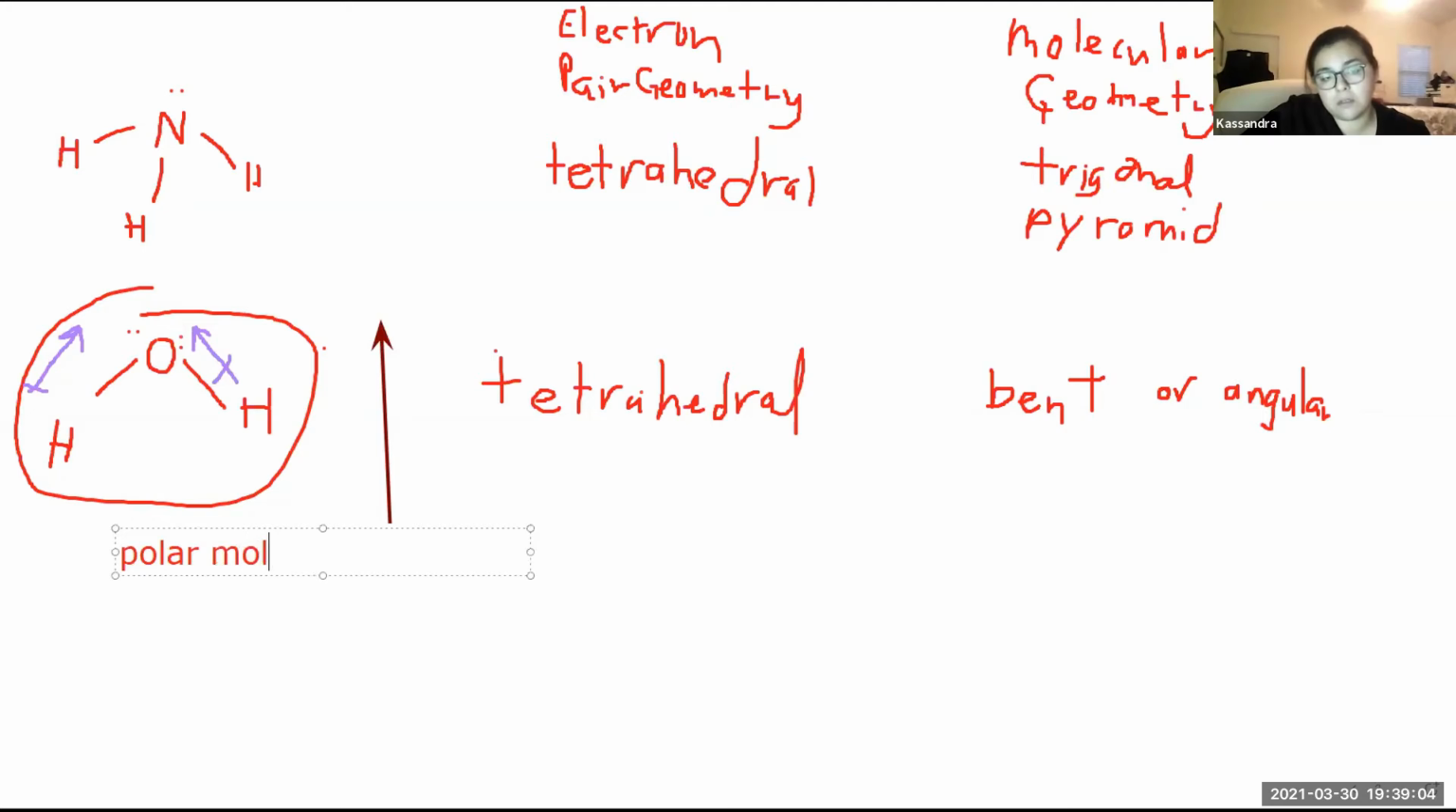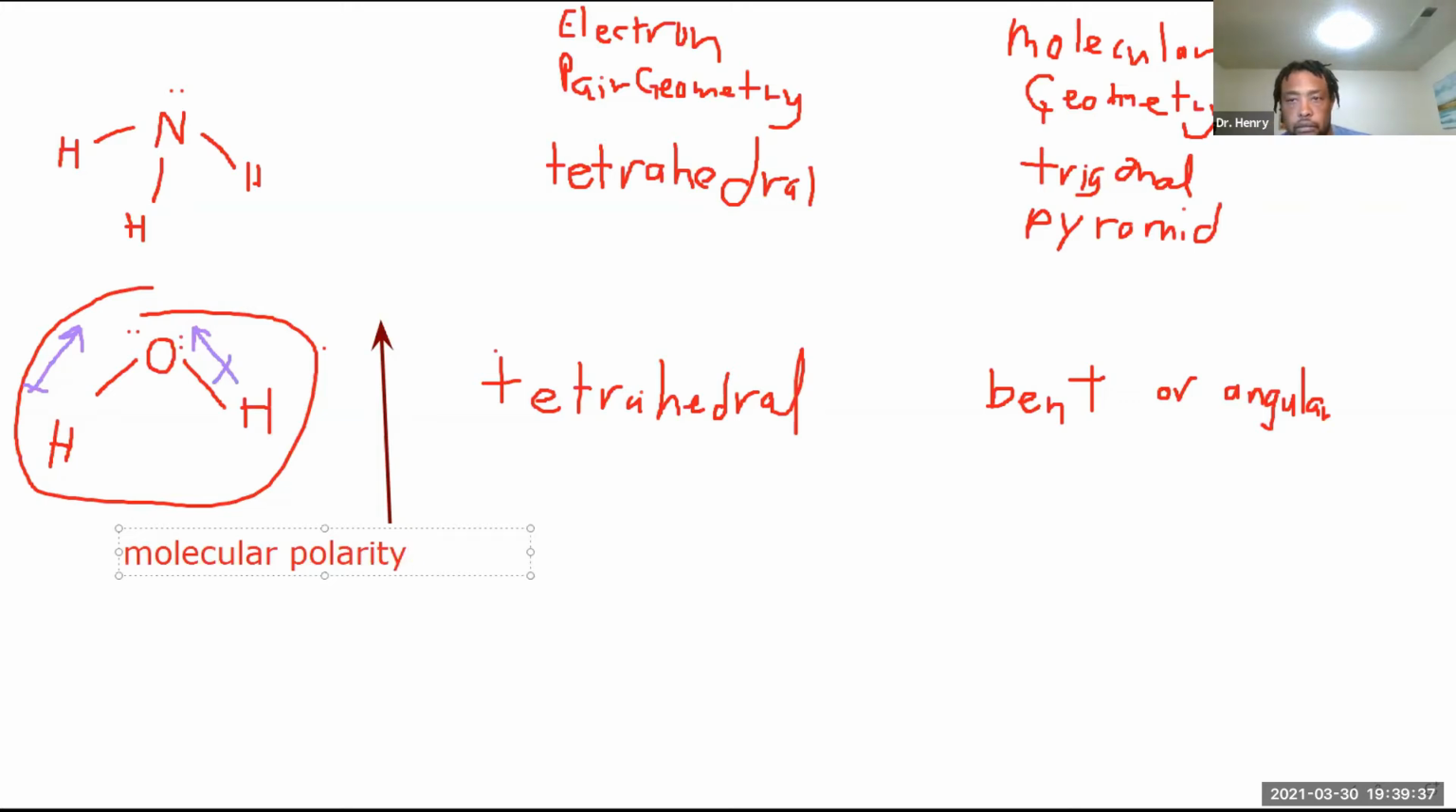Is the bond polar? Yep. Each of the bonds are polar, yes, because oxygen is much stronger in electronegativity than hydrogen. So each of the bonds are polar, but the molecule itself is also polar. So molecular polarity is polar. When it asks you for molecular polarity, you're going to put either polar or non-polar for the molecule.